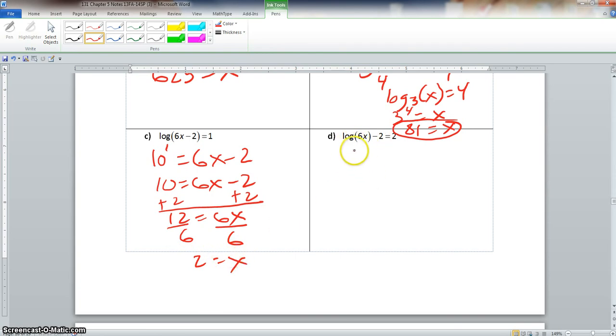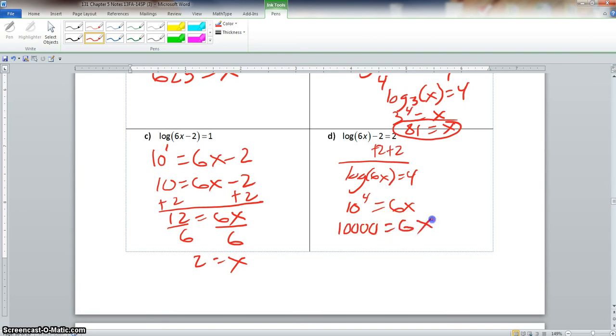Now we go here to d. We have log, and we know this is going to be base 10, of 6x minus 2 is equal to 2. So the first thing we should do is add 2 on both sides. So we have log of 6x is equal to 4. Now we'll rewrite this as an exponent. We have 10 to the 4th power is equal to 6x, because remember, we don't see the base, it's assumed to be 10. Now, 10 to the 4th power would give us 10,000 is equal to 6x.